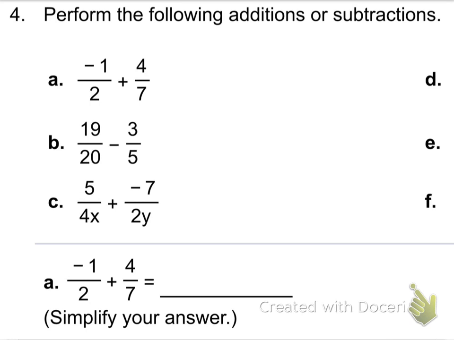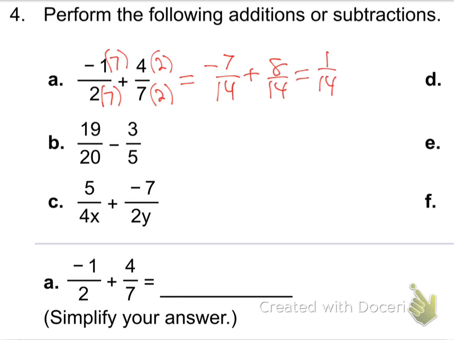Okay, so what do you got to do to add or subtract fractions? Common denominator, huh? Multiply top and bottom of this one by 7, this one by 2. What do I get? Minus 7 fourteenths plus 8 fourteenths, 1 14th. Good? Remember all that stuff? Okay, so I think B is fine. Let's go on to C. Can you do C with the letters?